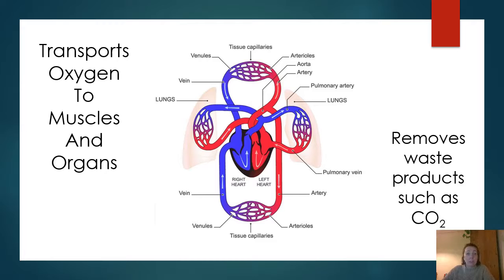In order to keep up with this demand, our heart rate increases, and we would expect to see these increases directly in proportion to the exercise intensity. So the harder we work, the more our heart rate will increase. If we work at a steady state, heart rate will plateau.